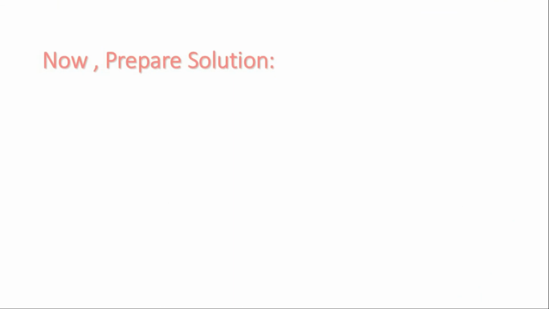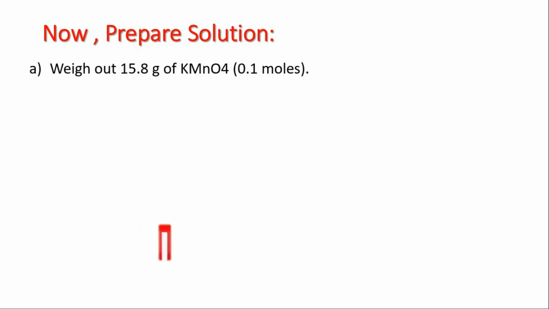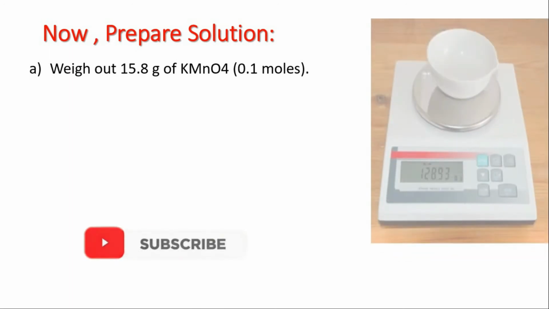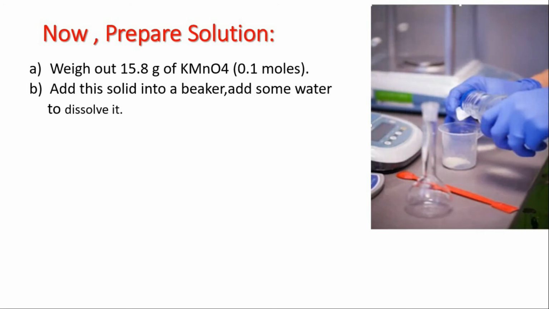Right? Now after calculating the mass, now prepare the solution. First of all, weigh out 15.8 gram of KMnO4 that has the number of moles 0.1 moles. After this, add this solid into a beaker and add some water to dissolve it. We will transfer the solid into the beaker and will add some water to dissolve this solid or solute.